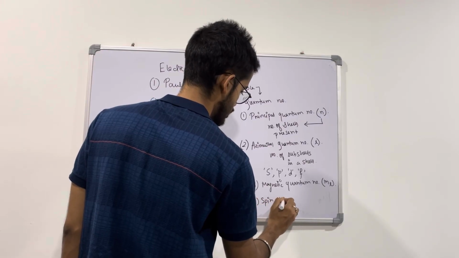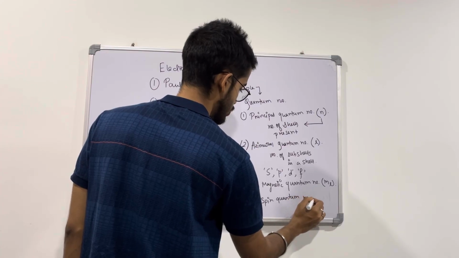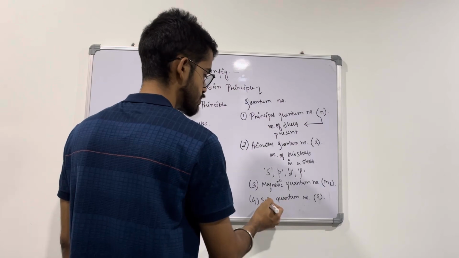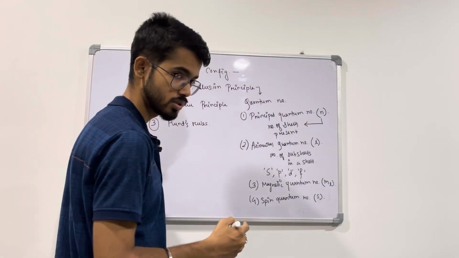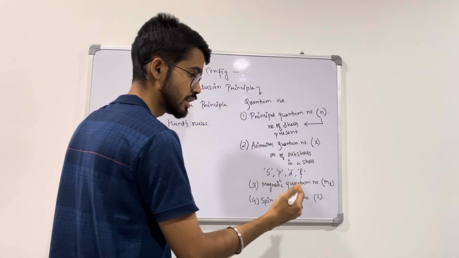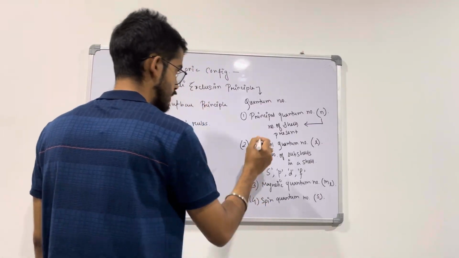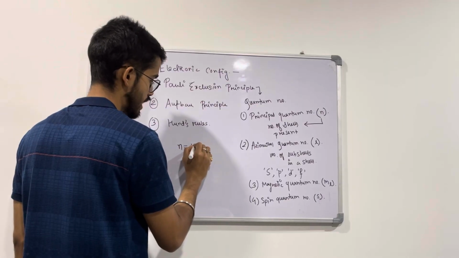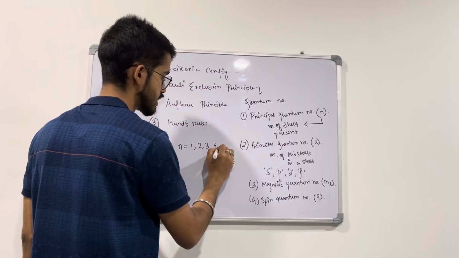Spin quantum number. So spin means electronic spin. It is given by s. So this spin means in an orbital there are electrons. So how do these electrons spin? This spin is denoted by the spin quantum number s. Now principal quantum number values are given by n is equal to 1, depending on the number of cells, 2 cells, 3 cells, 4 cells, and so on.